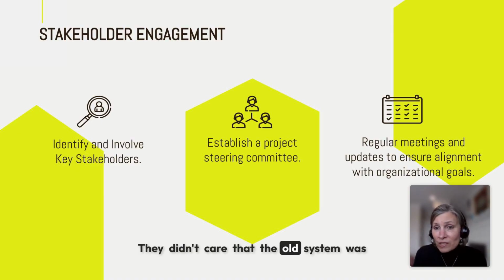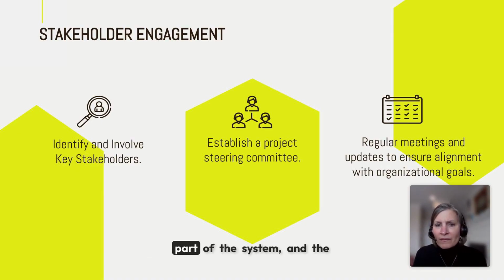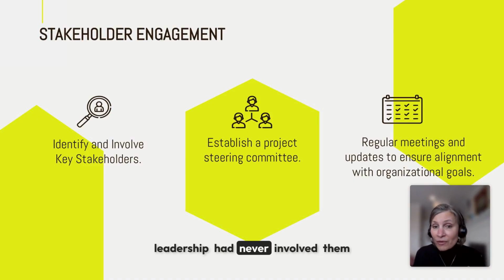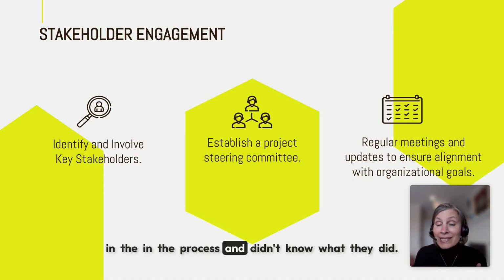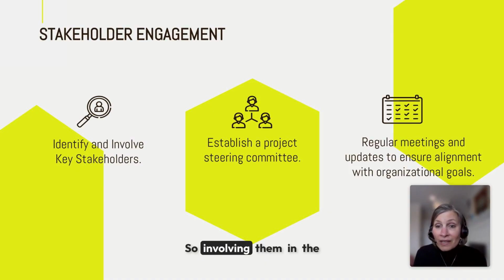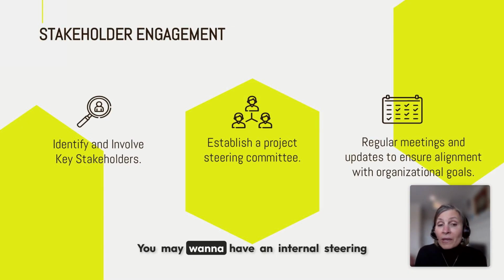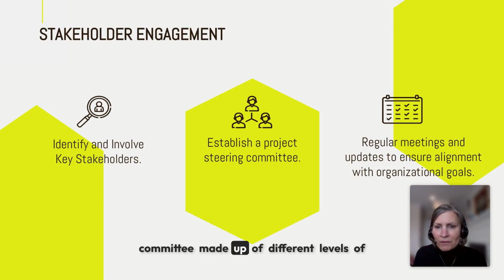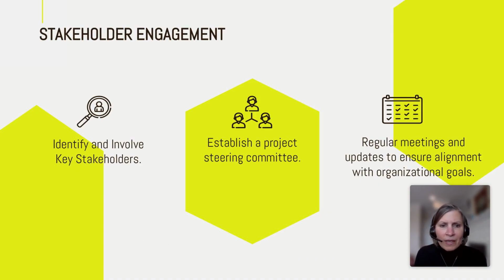They didn't care that the old system was simple because it didn't track anything. They only cared about their part of the system, and the leadership had never involved them in the process and didn't know what they did. So involving them in the beginning would have uncovered this problem and allowed for more time to customize the system to reduce the clicks. You may want to have an internal steering committee made up of different levels of employees in each department. This team might meet regularly to walk through processes and advise how they'll use the new system.